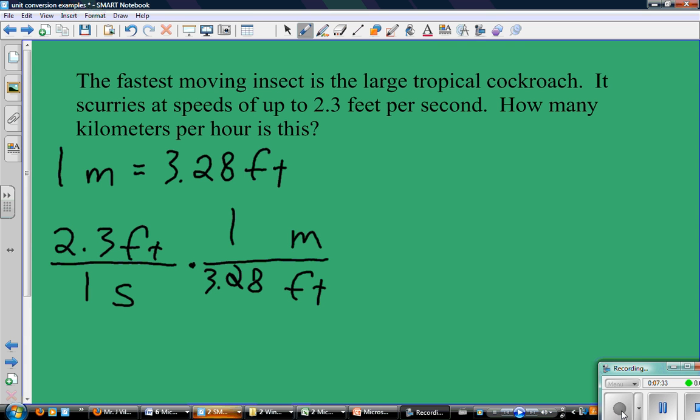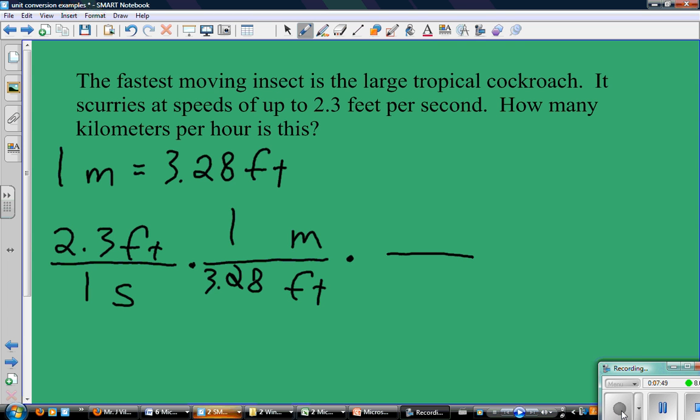If you wanted to do it right here, if you multiply that through, feet would cancel and you'd get however many meters per second. Okay? That's not what we want. We want kilometers per hour. So I'm going to continue along.